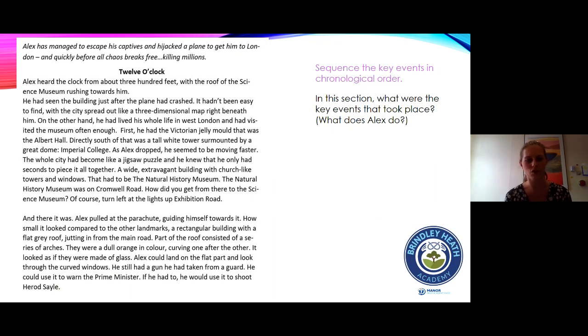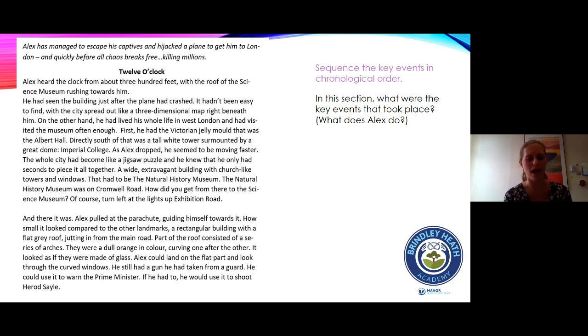First, he had the Victorian jelly mould that was the Albert Hall. Directly south of that was a tall white tower surmounted by a great dome, Imperial College. As Alex dropped, he seemed to be moving faster. The whole city had become like a jigsaw puzzle, and he knew that he'd only had seconds to piece it all together. A wide, extravagant building with church-like towers and windows. That had to be the Natural History Museum. The Natural History Museum was on Cromwell Road. How did you get from there to the Science Museum? Of course, turn left at the lights of Exhibition Road.